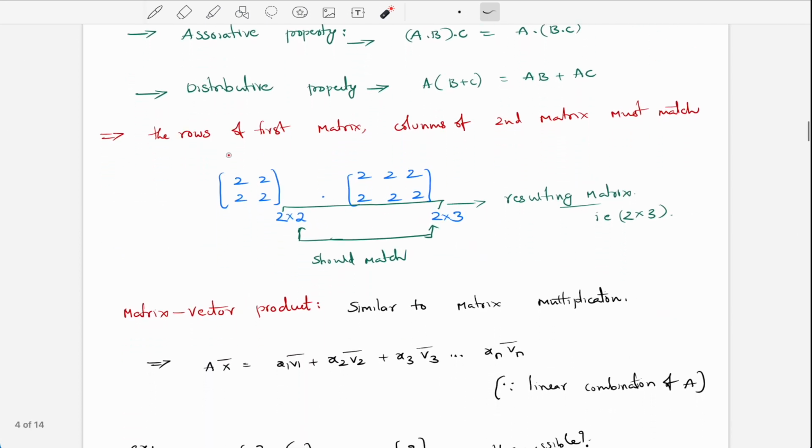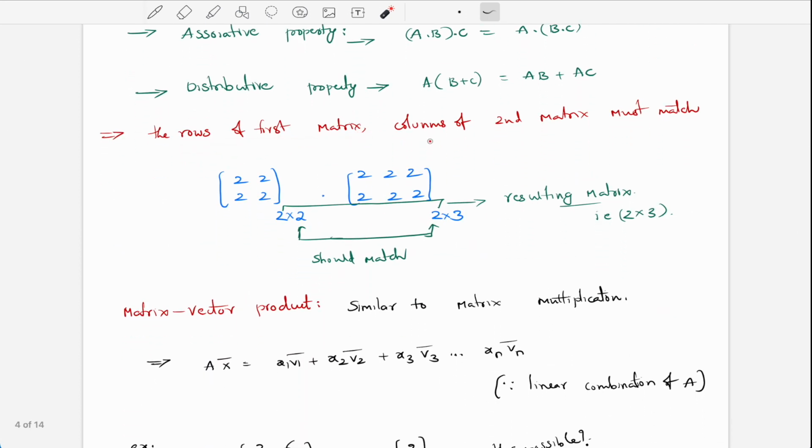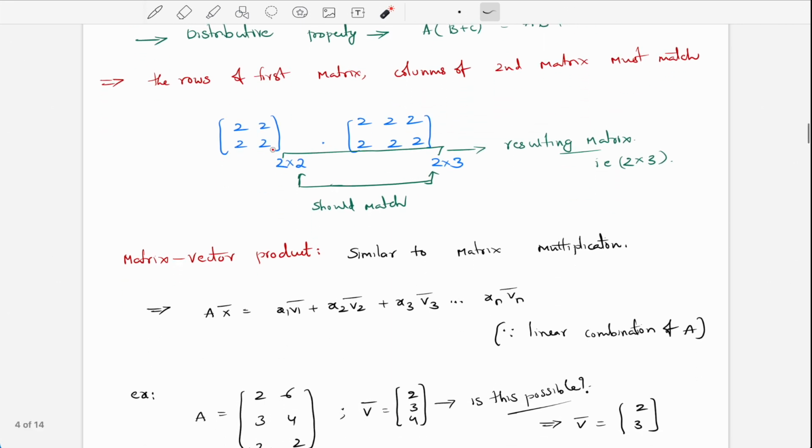So here the row of the first matrix and the column of the second matrix. How do we multiply? If we have a matrix over there, and another matrix over here, we have two matrices and we're going to multiply these two. Here it is 2 into 2, but here it is 2 into 3. So the dimensions didn't match. You might think it is undefined. But it is not.